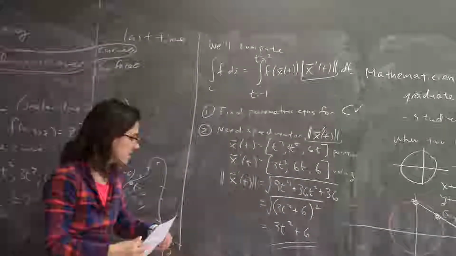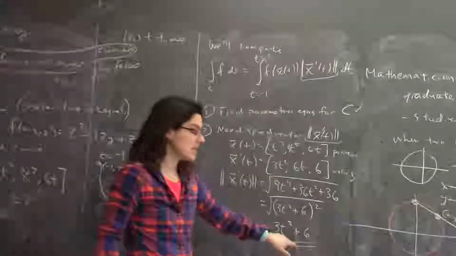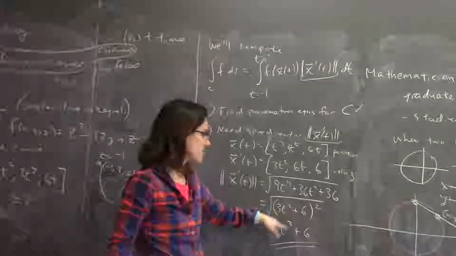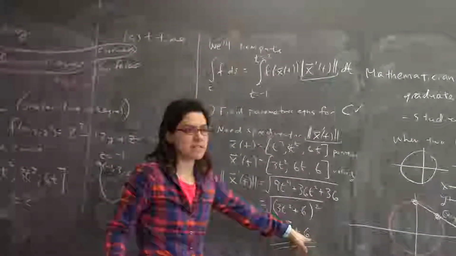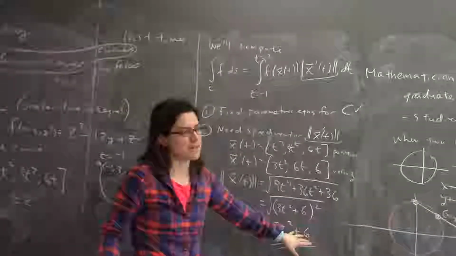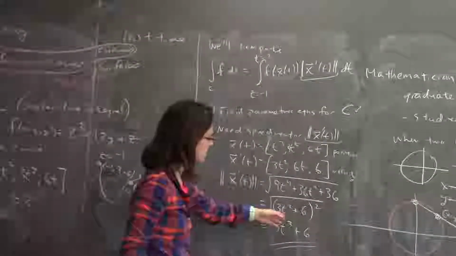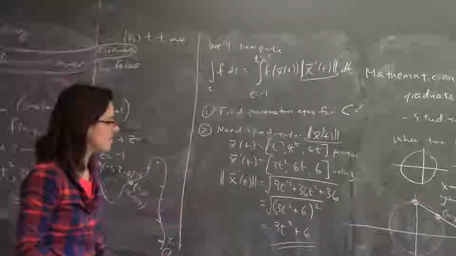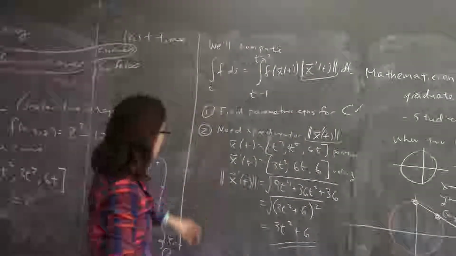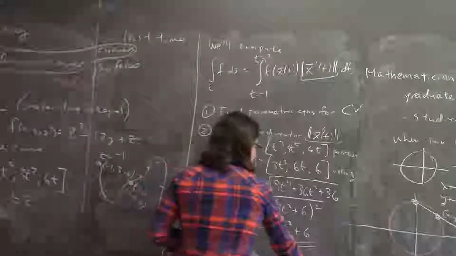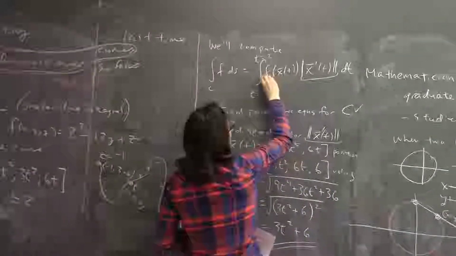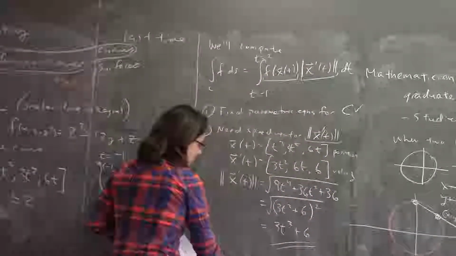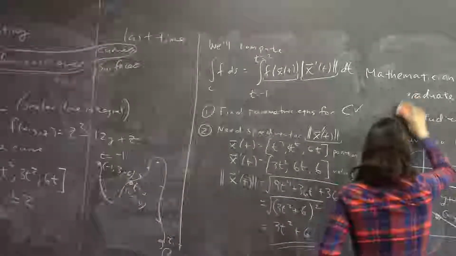And you might be worried, maybe it should be absolute value, but notice that 3t squared is always non-negative, 6 is always positive, so the quantity is always positive. Don't have to put an absolute value. Okay, so that's the first things. And now, a last thing that we need is f of x of t so that we can put it in.